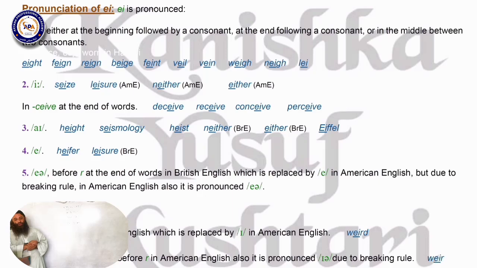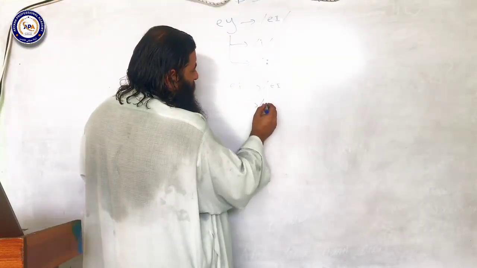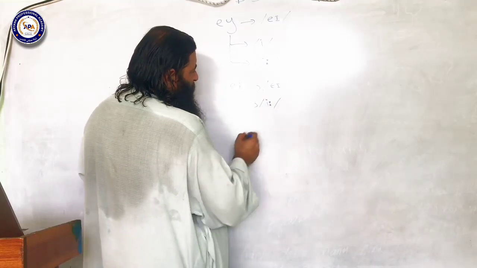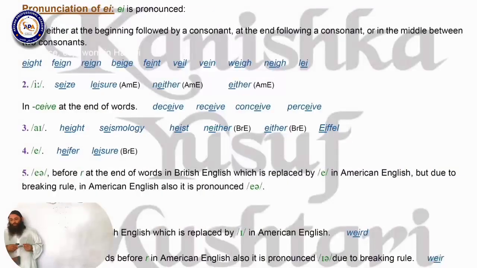The second sound for EI is E, the longer one of the above sound. E sound, long front vowel. And examples are like seize, leisure, neither, and either. The second, third, and fourth examples are in American English. Leisure, neither, and either, these are American pronunciations. British, we are coming to them in the following sounds, inshallah.